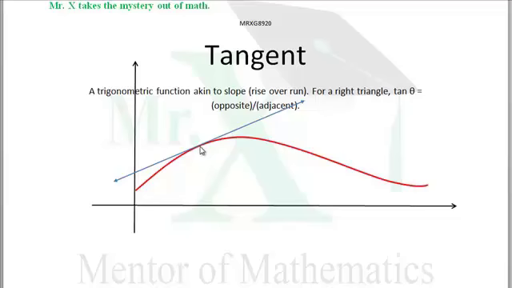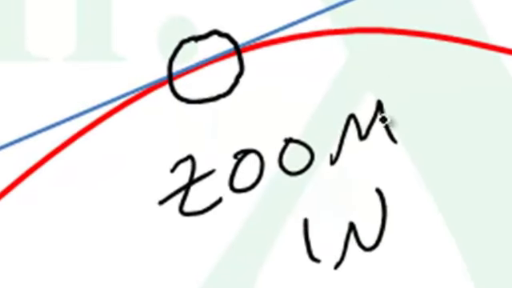Well, the tangent line is the line that would touch the curve at only one point. We could zero in on this very, very, very finely, and there would only be one point at which this would touch. In fact, let's sort of zero in on that picture. Let's zoom in on it, shall we?